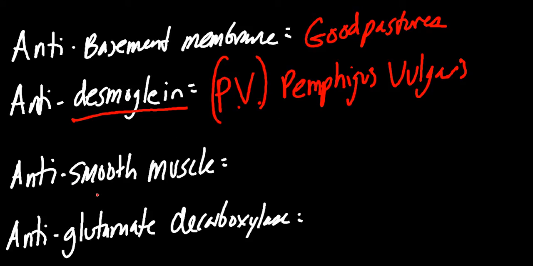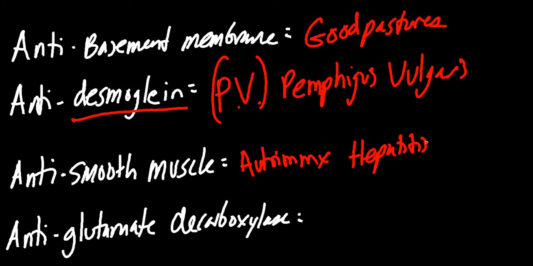Anti-smooth muscle antibody. What are we going to be talking about there? Well, we're going to be talking about autoimmune hepatitis. Not viral hepatitis, not alcohol hepatitis, autoimmune hepatitis. Anti-smooth muscle antibody.